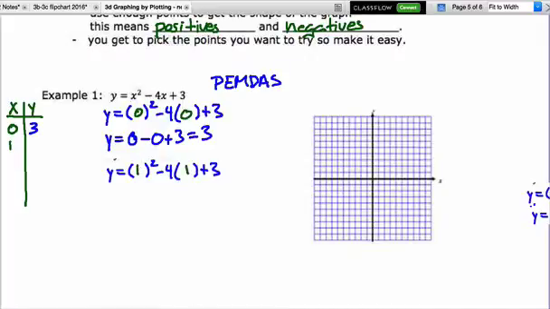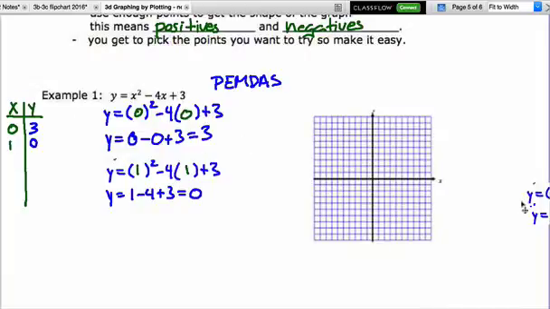And I'm going to follow order of operations again. So y equals, well, 1 squared is 1. Negative 4 times 1 is negative 4, plus 3. So 1 plus 3 is 4, minus 4 is 0. I just did that in an order that was a little bit faster for me. And this is a little bit tedious, but you do have to go through and get several points.